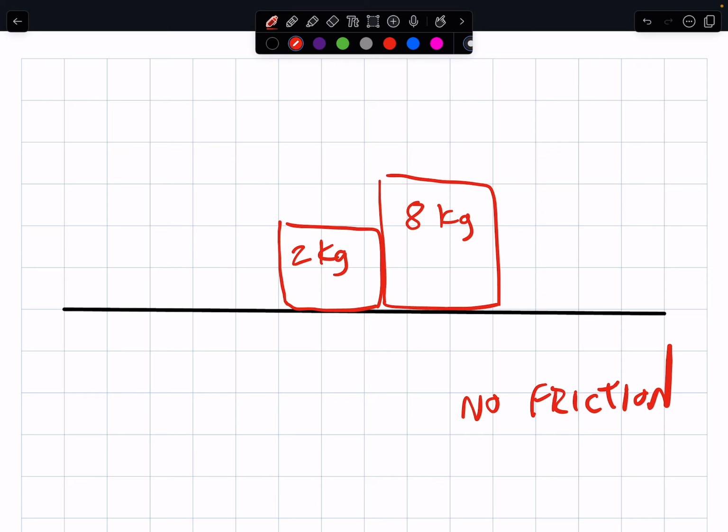All right, and so I'm going to apply a force to the 2 kilogram block. I'm going to push it, and let's say that this force is equal to 30 newtons. The blocks are going to start to accelerate this way, so that's going to be the positive direction. The first question is, what is the acceleration of these blocks? They have the same acceleration because they're in contact with each other.